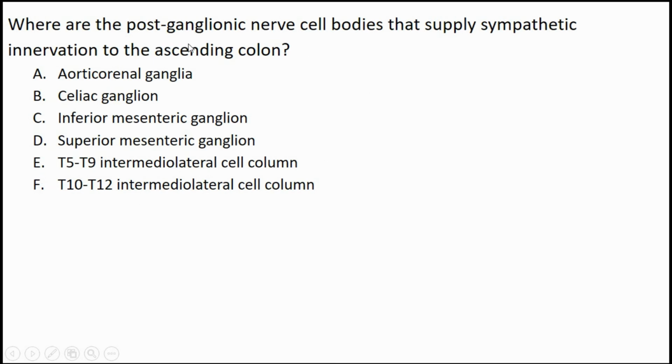Ascending colon. Where's the ascending colon coming from? It is either a foregut, a midgut, or a hindgut organ. It is a midgut organ. Ascending colon is midgut, gets its blood supply from the superior mesenteric artery, and superior mesenteric ganglion is where we would find the sympathetic nerve cells containing its postganglionic sympathetics. So D is the correct answer here.